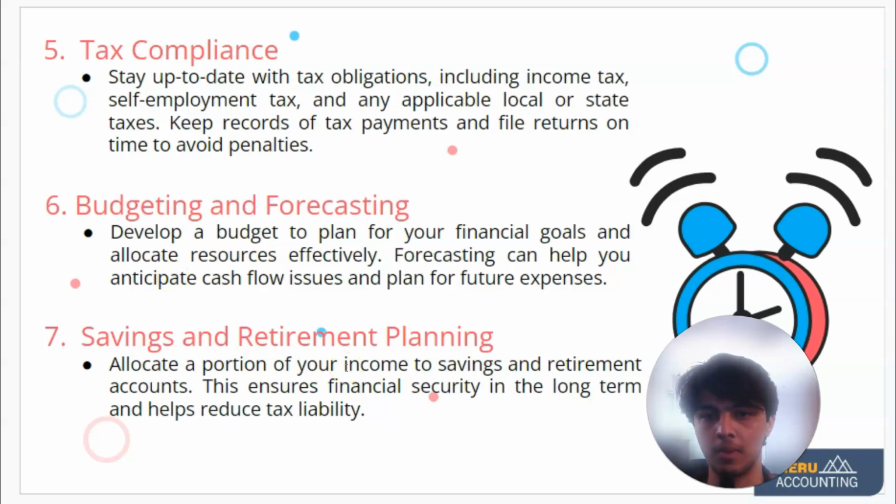Savings and retirement planning. You have to allocate a portion of your income. Like if your income is 1 lakh rupees or 2 lakh rupees, some portion of it, like 10% or 15%, 12%, has to be transferred to your retirement account or your savings account. This will ensure your financial security in the future or in the long run.